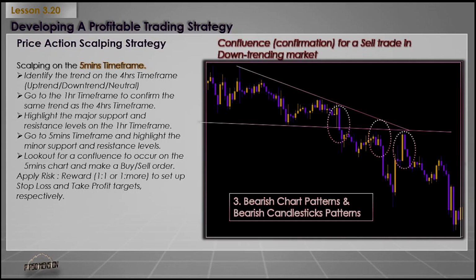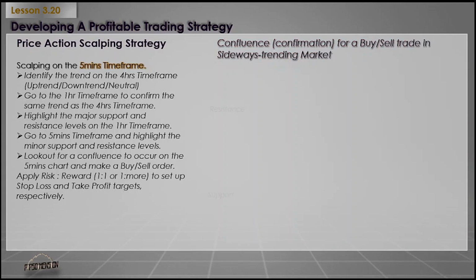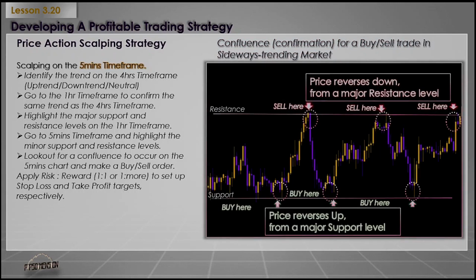In a downtrending market, when you identify these bearish technical factors as a confluence, it is a good signal to make a sell trade. In a sideways or a neutral trend, you can look out for the same technical factors to either make a buy trade or to make a sell trade. Notice that in a sideways trend, it is better to trade along with the price reversals from the support and the resistance levels. That is, you will enter a buy trade when the price reverses up from a major support level, and you enter a sell trade when the price reverses down from a major resistance level.